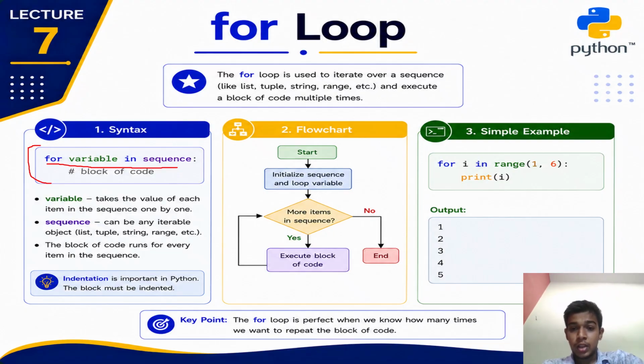Now let's understand how a for loop works with this flowchart. The program starts by selecting the first item from the sequence. After that, Python checks whether more items are available or not. If yes, it moves to the next item and repeats the same process. When all the items have been processed, the loop ends automatically. This process continues without writing the same code again and again.